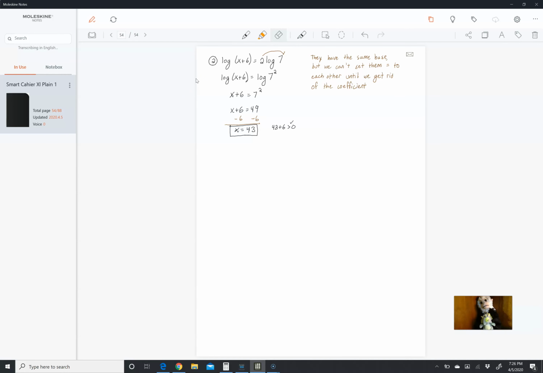Those are straightforward enough. Let's take a look at some more. So in these, what we have is multiple logs on each side. We're just going to do a whole bunch of problems.